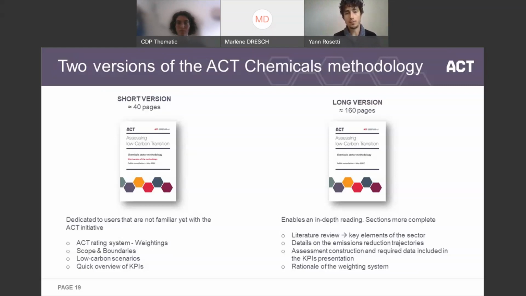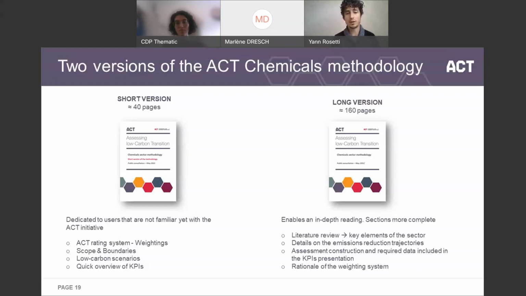And the long or the full version of the methodology, which would be more about 160 pages, will enable an in-depth reading. So you can, for instance, start with the short version, and if you have a really specific question on a part of the document, then you can refer to the long version.